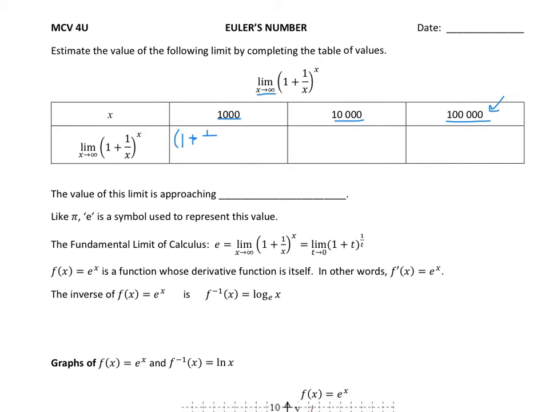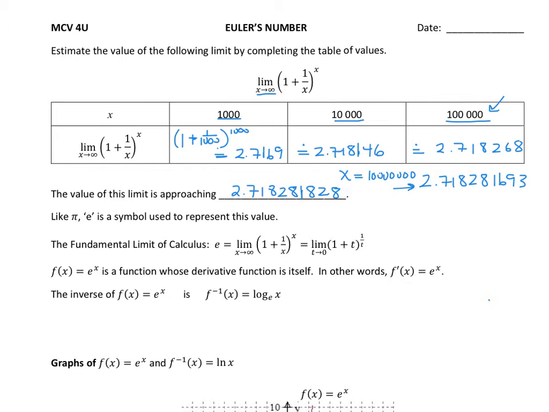So I'm going to take 1 and I'm adding 1/1000th to it, so it's just over 1. A number just slightly bigger than 1 is what I'm trying to say there, and then that's going to be all to the exponent of 1,000. So you can put that into your calculator and get an approximation for that, and then do the same with 10,000 and 100,000.